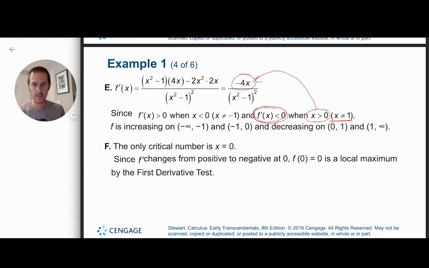Therefore, we can say that our function is increasing on these two intervals, and you see that we're skipping over that x value of negative 1, and it's decreasing because our first derivative is negative on these two intervals, and you see us skipping over the positive 1. Alright, so part of our graph is increasing and part of it's decreasing. That's good to know.